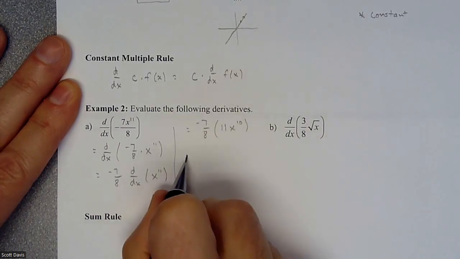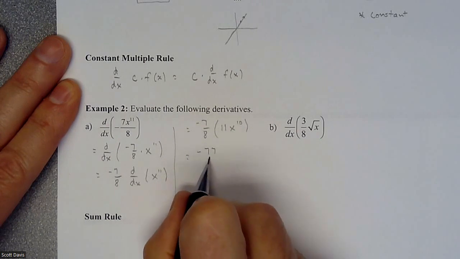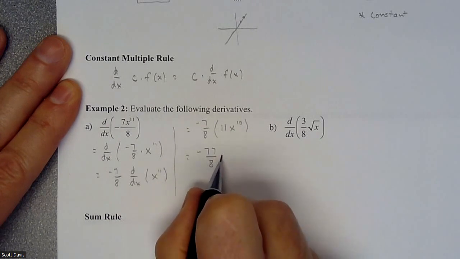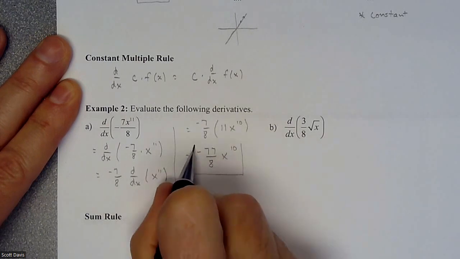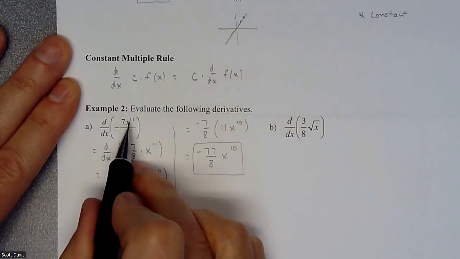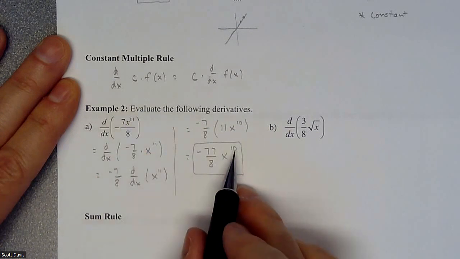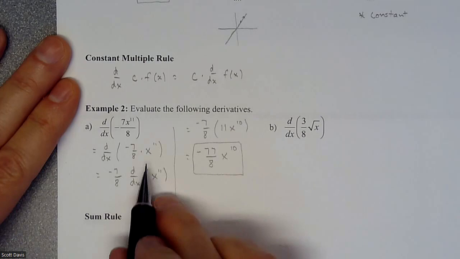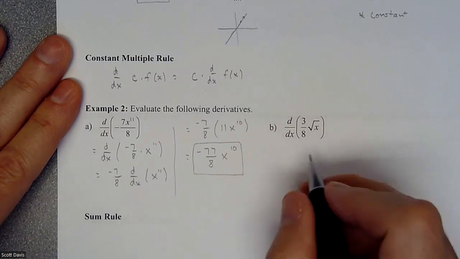And if you smush it all back together, you're looking at a -77 over 8x to the 10th. Right, so that's one way to do it. Or you really could just bring that in front, multiply it to the 7, drop your power down. Right, that's probably the shortcut that I would do. I wouldn't necessarily break this up. It usually is not all that beneficial. So let me show you not doing that on this one.